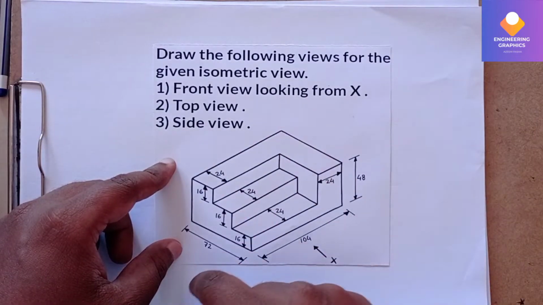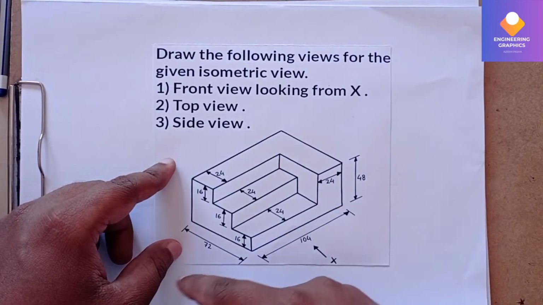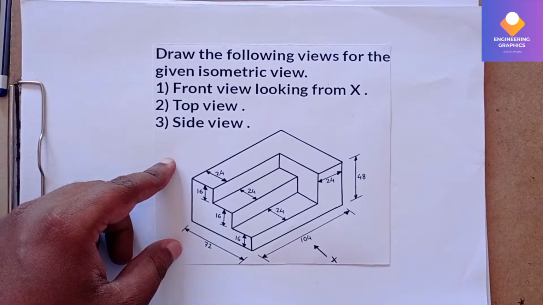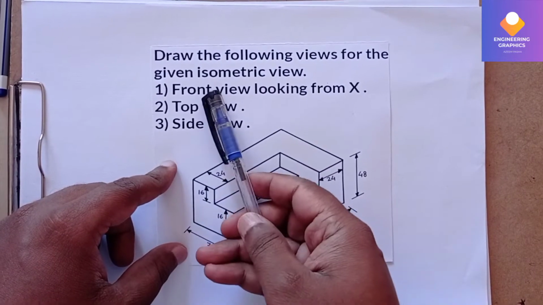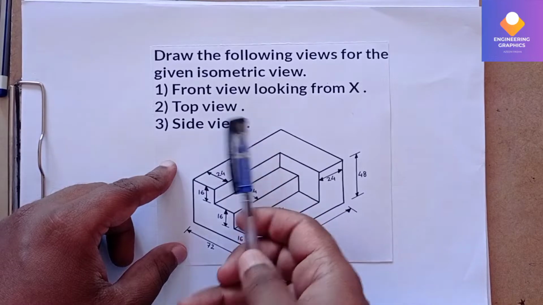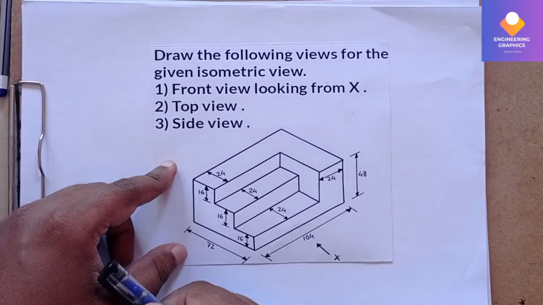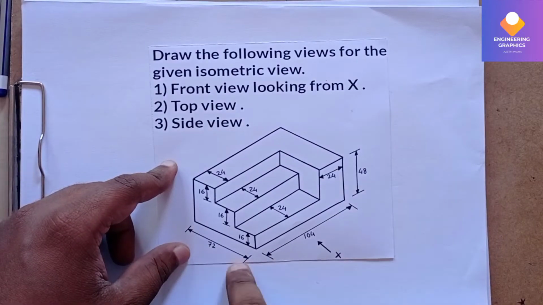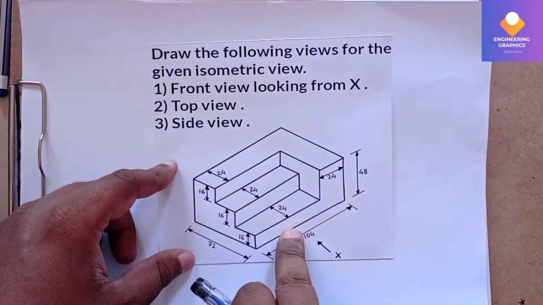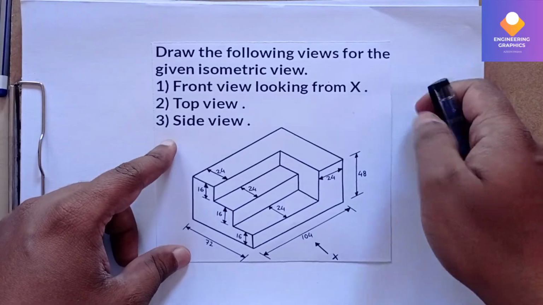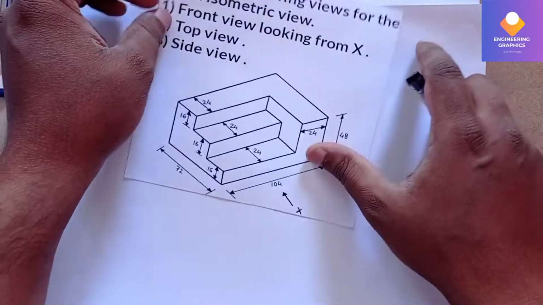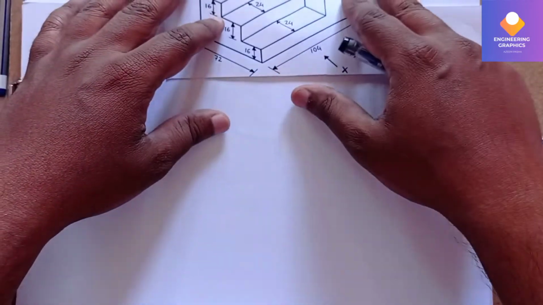You can see there is a front view, side view and top view. We have to analyze each of these views and construct the front view, top view and side view. They have mentioned in the question, front view looking from x, that is your front view. Then you can see there is a top view, and there is a side view. We will be constructing each of these views one by one.